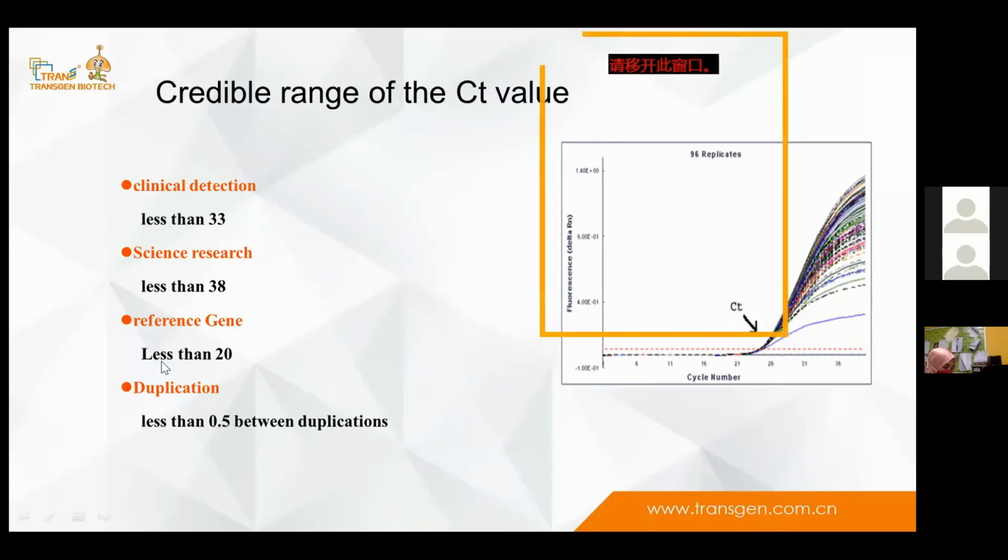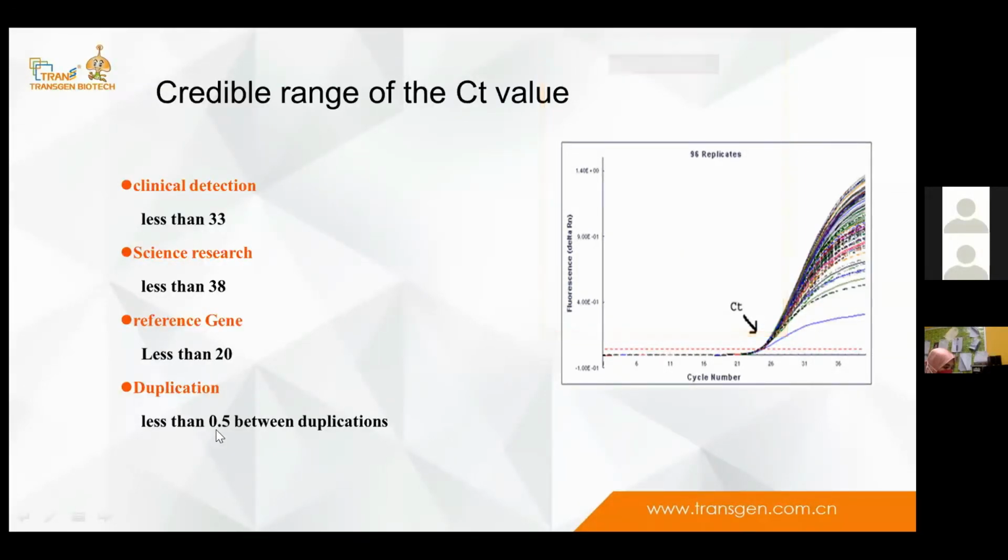Usually the credible range of the CT value, when we do clinical detection, is always less than 33. And for science research it is less than 38. And the reference gene is always less than 20. And the difference between the duplicates should be less than 0.5.